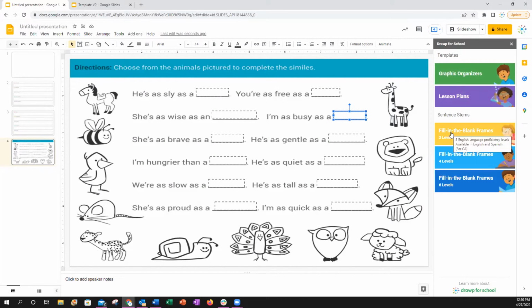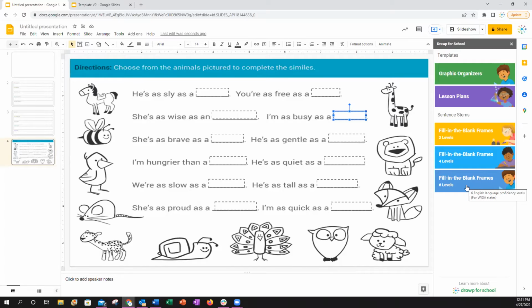Now, the fill in the blank frames tool is our language scaffolding tool, and we have three different ones to choose from. They are all slightly different. The three-level tool is for use in California. It has the three English language proficiency levels that are available in both English and Spanish for California. The four-level tool is the one that is used for the four language proficiency levels that are used in Texas. And the six-level tool is for use in the WIDA states that are part of the WIDA consortium.